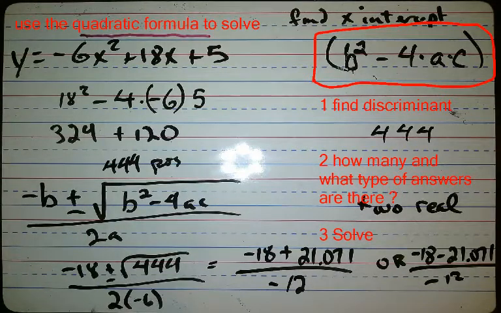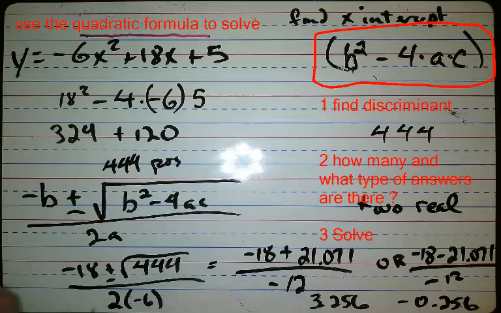I have to add those numbers together, and I come up with positive 3.256 or negative 0.256. Did I do that right? I'm going to add that again just to make sure. 21.071 divided by... and then the other one. Yeah, I did that right. So one of the answers is negative almost a fourth, and the other one is negative 3 1/4.